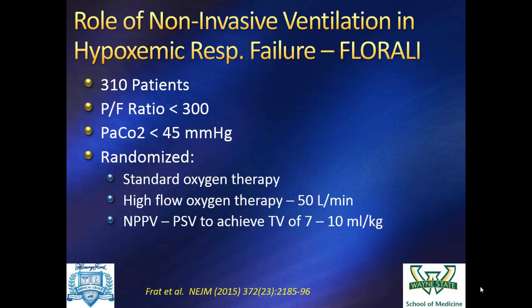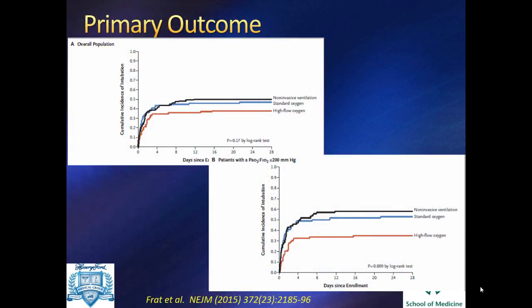They were randomized to standard oxygen therapy, high flow oxygen therapy with a flow of 50, and non-invasive ventilation with pressure support to achieve tidal volumes of 7 to 10 mLs per kilo. When you looked at the population as a whole, there's not a difference in the need for intubation, although there's a suggestion that high flow oxygen does the best. But once you get down to patients with a PF ratio less than 200, it's quite clear that the patients who got high flow oxygen did much better than patients who got non-invasive ventilation or standard oxygen therapy. In fact, if anything, the non-invasive did a little bit worse than standard oxygen therapy.